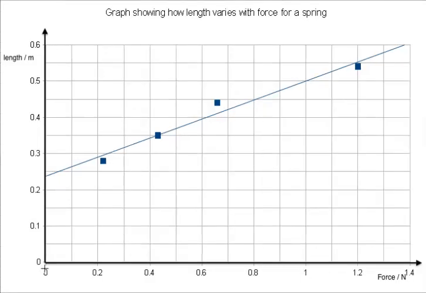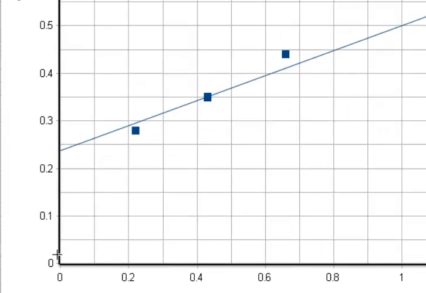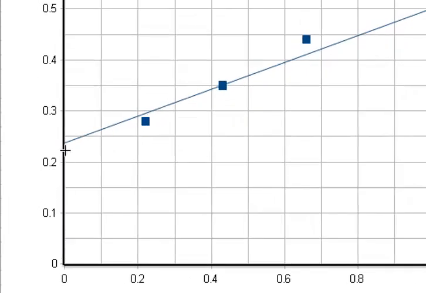Question C. What is the unloaded length of the spring? To find the unloaded length of the spring, we need to find the length when there's no load on the spring. That is, we need to find the length when the force is 0 newtons. We can use the graph to read off that when the force is 0 newtons on the x-axis, the length is about 0.25 meters.